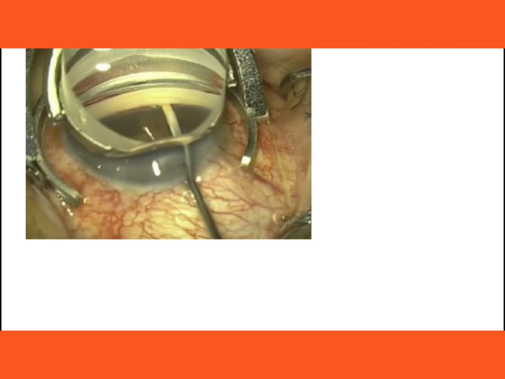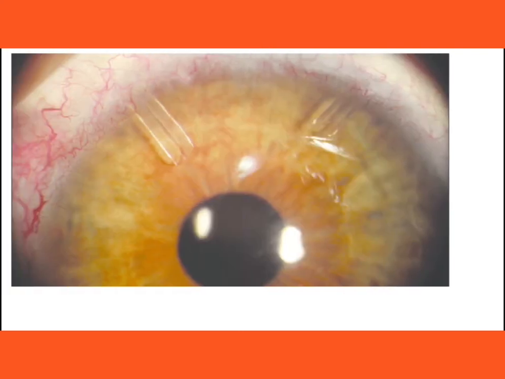Another is goniotomy, that means viewing the anterior chamber angle and doing a surgical procedure. You are seeing the angle and cutting some portion of the angle to make a passage or pathway, that is goniotomy. Another is Ahmed valve implantation.